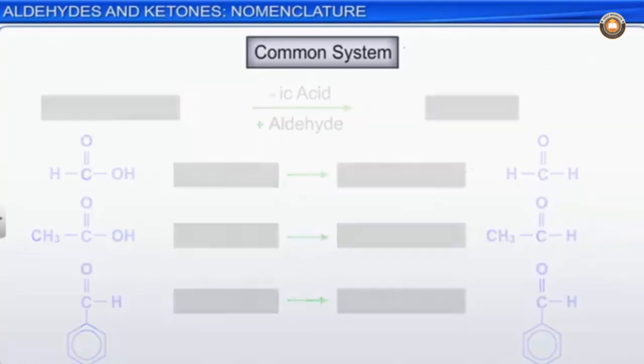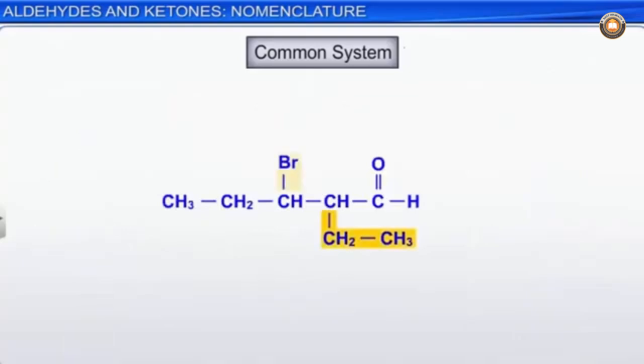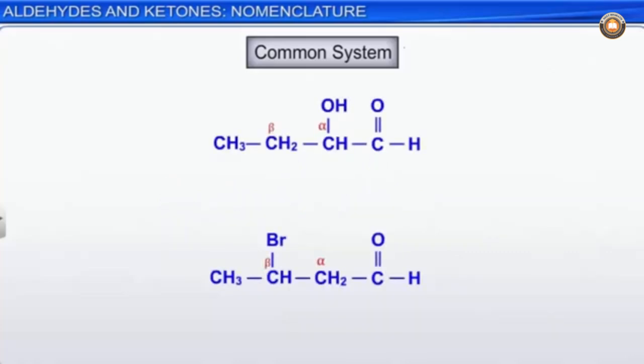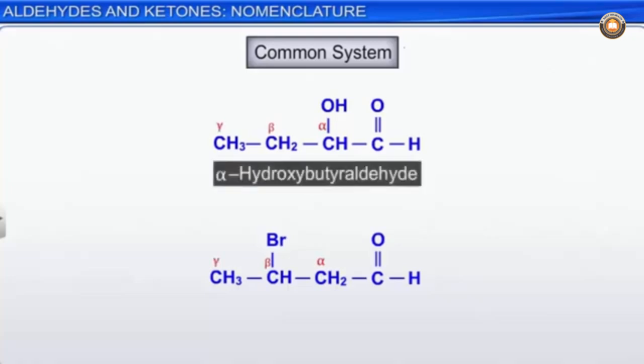The positions of the side chains or substituents in the carbon chain of aldehydes are indicated by the Greek letters alpha, beta, gamma, and delta. The carbon that is directly linked to the aldehyde group is alpha carbon. The next carbon is beta carbon, and so on. For example, the given compounds can be named alpha-hydroxybutyraldehyde and beta-bromobutyraldehyde respectively.